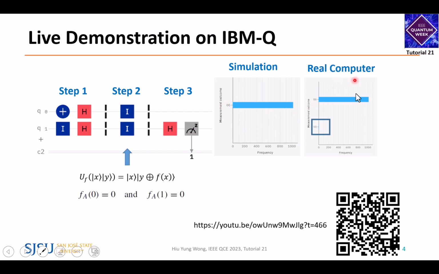If I use the real quantum computer, sometimes I will get 1 because of error, right? And this is such a simple circuit, we still get this error. That's why nowadays quantum computers are still not useful, okay?